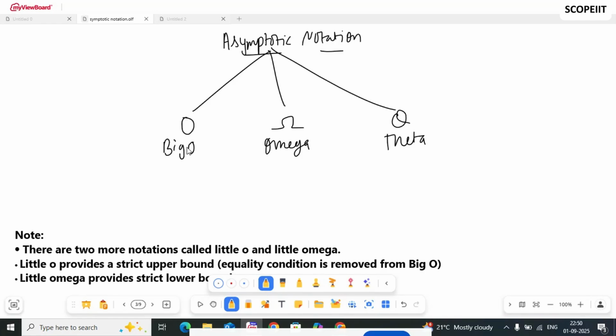Now, what do you mean by big O? Big O means worst case. Omega means best case. And theta means average case.